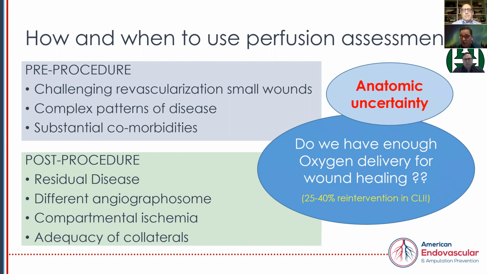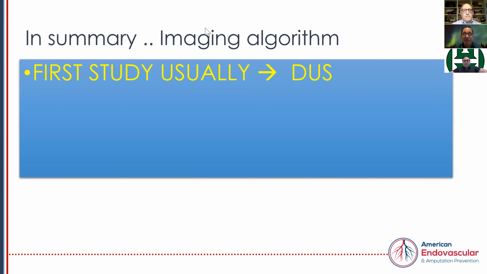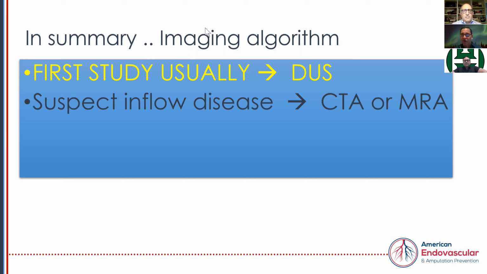Recognizing that it's normal, in the Olive Registry, 40% of patients need repeat intervention. That's anticipated, and our experience is closer to 25%. So in summary, our imaging algorithm is that our first study is usually duplex ultrasound. I think we've articulated the reasons why. If we suspect inflow disease by our examination, predominantly, or maybe the clinical presentation with buttock and thigh claudication antecedent to the critical limb ischemia, then cross-sectional imaging has a role.